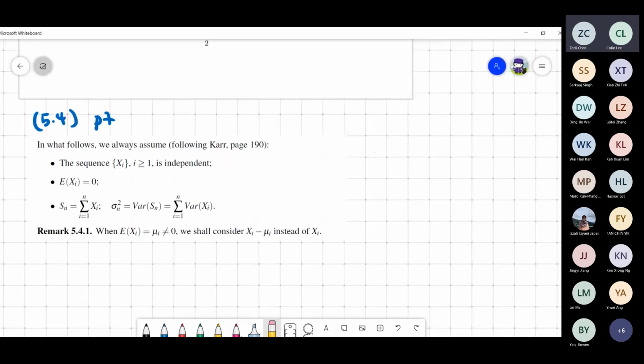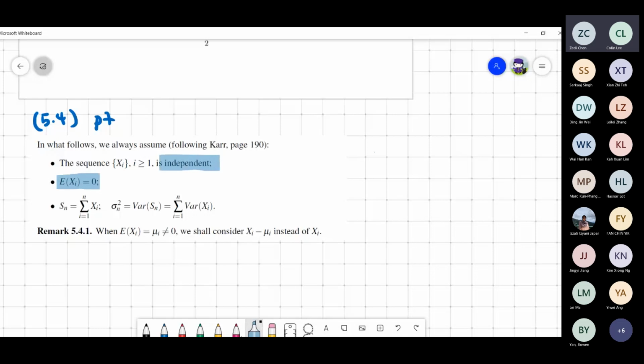Again, as I said, we always assume this and we use these notations. First of all, we assume our sequence of Xi is independent. Secondly, we set E of Xi to be 0. When E of Xi is not 0, we can consider Xi minus mu i instead of Xi, so then we will get back to these conditions. Next, we take Sn to be this.